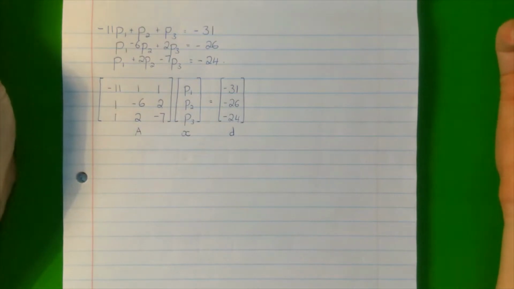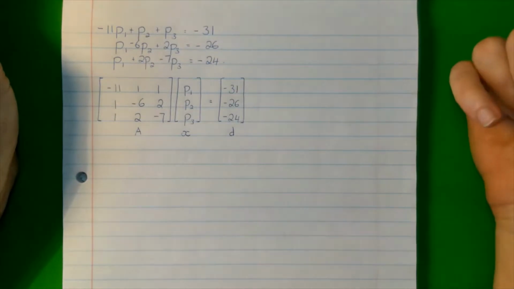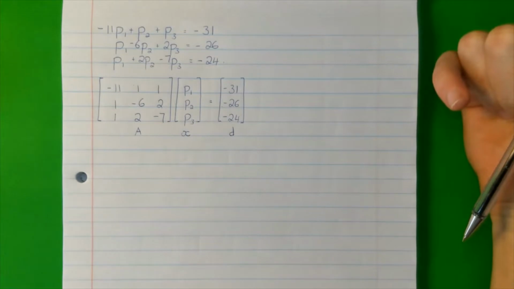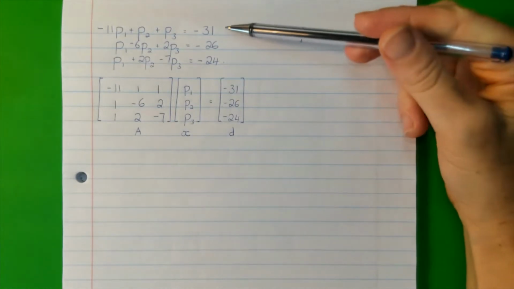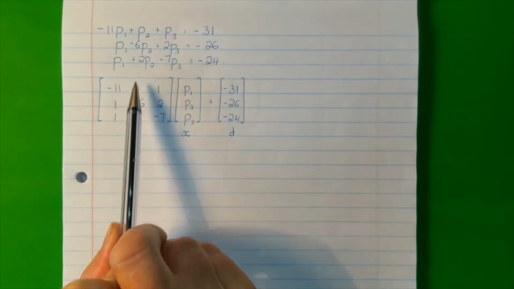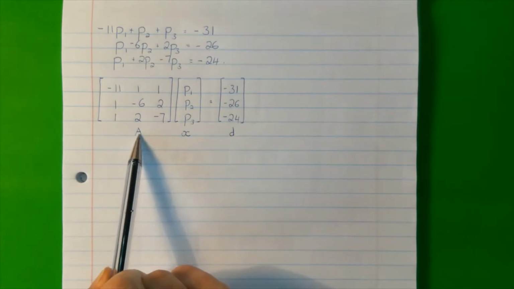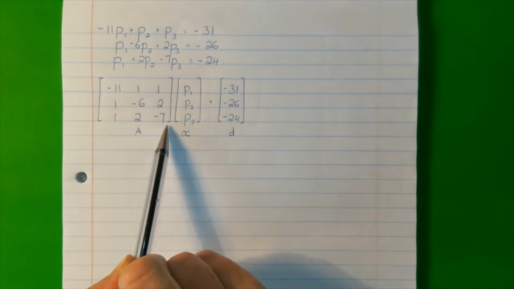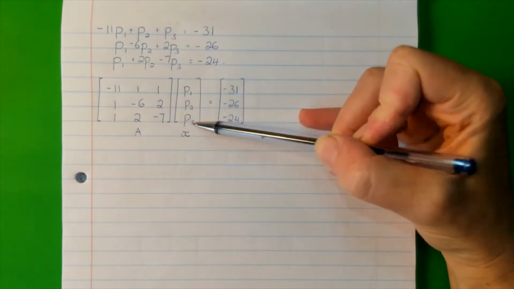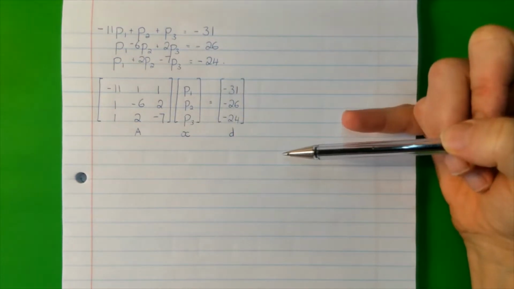We're going to use matrix algebra to solve this system of equations here. It's the same example that we used in topic 1. Our first step is to set this out in the format AX equals D, with A being our matrix of coefficients, X being our column vector of solution values, and D our column vector of constants.